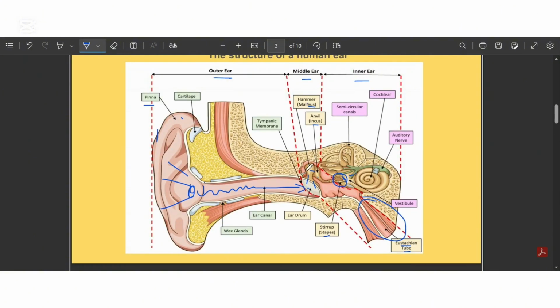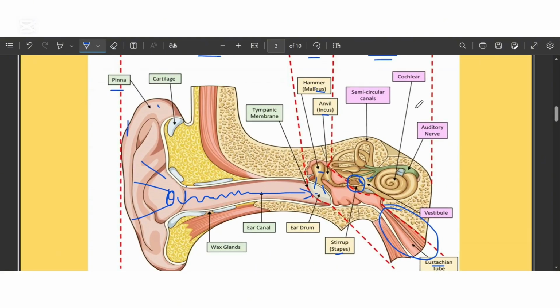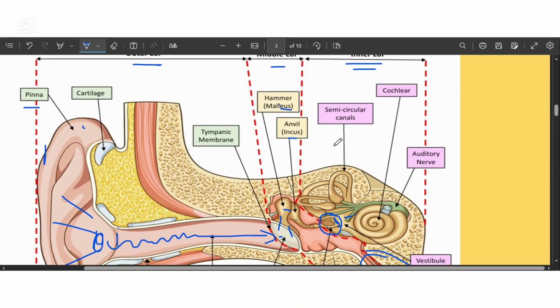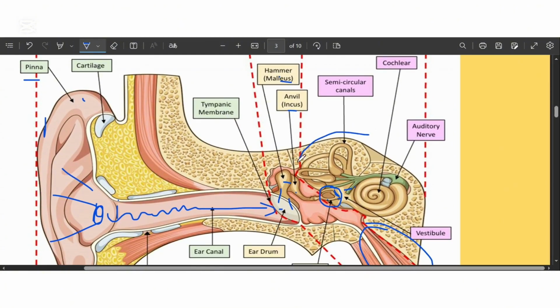Now moving on to the last part of the ear, which is the inner ear. The inner ear is another very complex structure. This is the inner ear, this part. The inner ear consists of three parts: the semicircular canals, the vestibule, which is here, these three semicircular canals, and one snail shell-like, very coiled tube, which is called the cochlea.